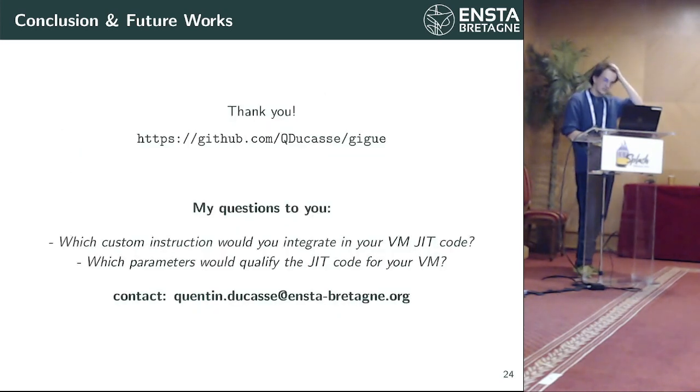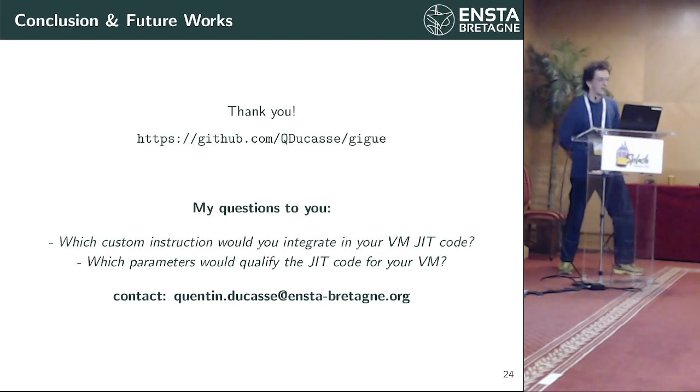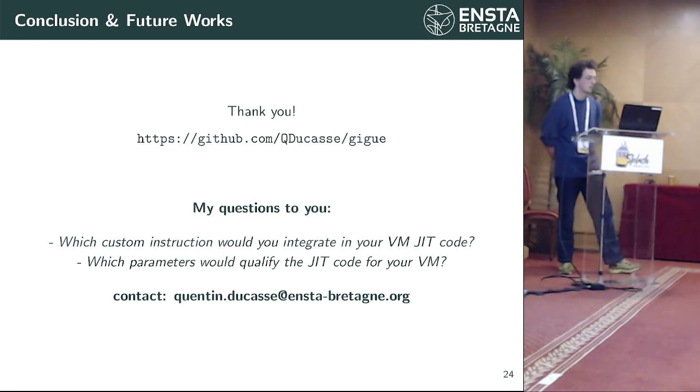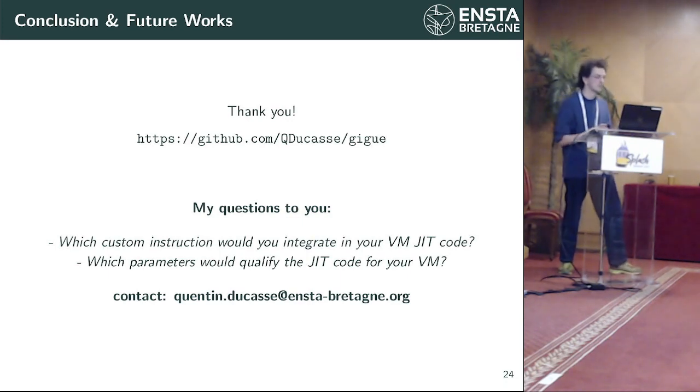The code is available open source on GitHub, and I actually have some questions for you. Which custom instruction would you integrate in your VM JIT code? What does it mean for you to integrate custom instructions? And also, which parameters would you qualify the JIT code for your VM? I have much more details in the paper on how we use the parameters to generate binary, to have a representation of this piece of memory. But I'd be happy to hear your thoughts. Thank you.